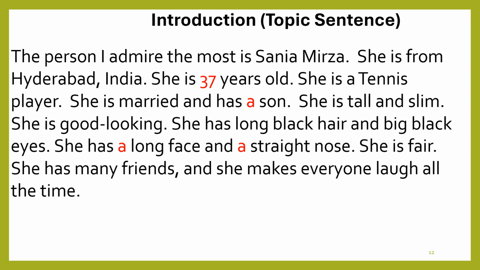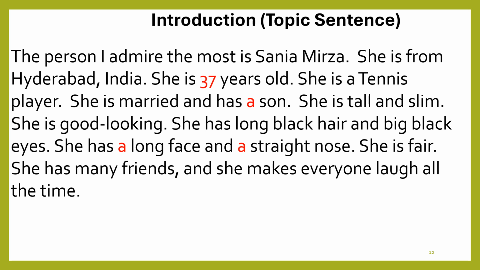After that, we wrote about her profession. What is her profession? She is a tennis player. Then we need to write about the marital status. Now, if you look at the table, it was written one son. She is married and she has one son. Now, when you have something only one, no need to write the number. You can use the word a and it means one only. She is married and has a son. A son means one son. Okay, so when you have anything which is only one in number, no need to write the number one, just say a and that will be enough.